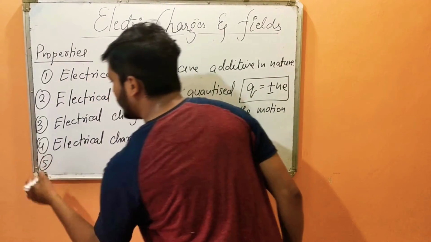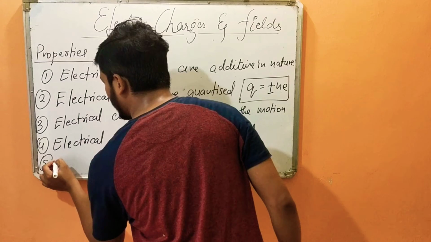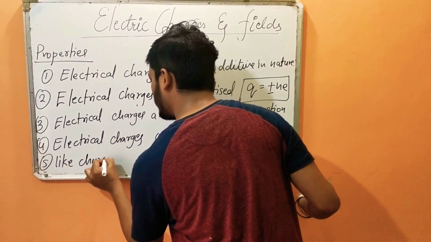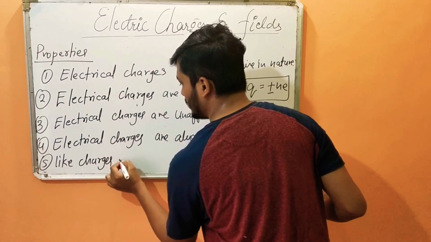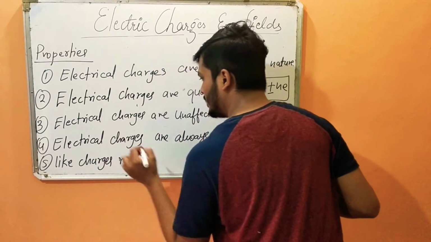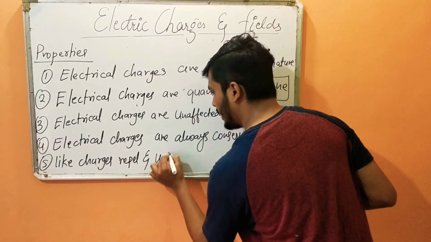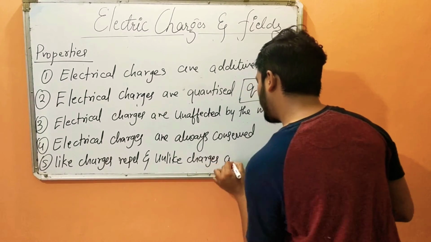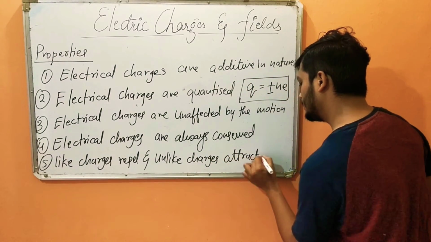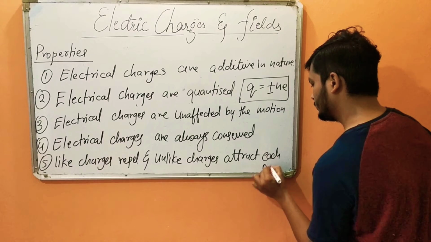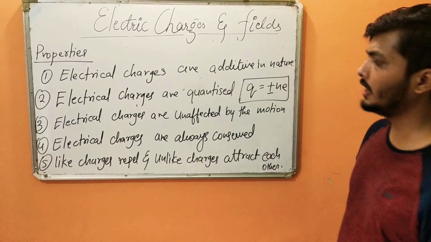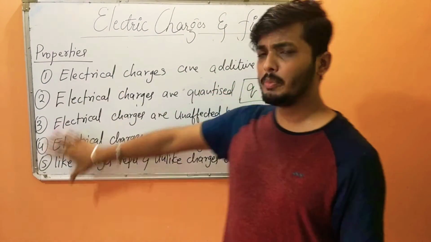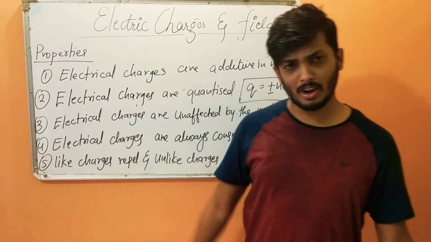Okay, so electric charges are always conserved. And the fifth property, already studied in the introduction, we will not discuss more because we already know this. Like charges repel each other and unlike charges attract each other. Okay, so you have to remember all these 4 properties, or I would say 5 properties.